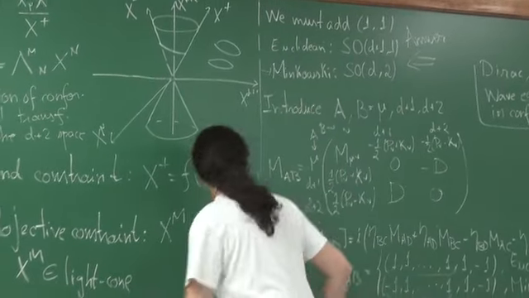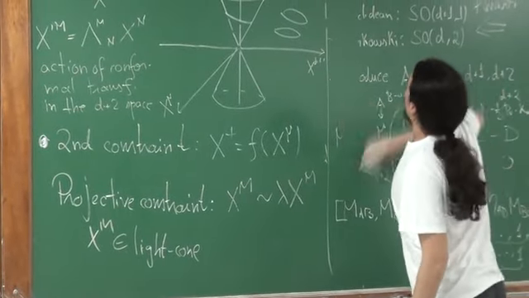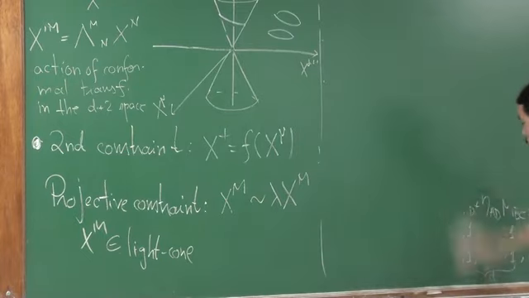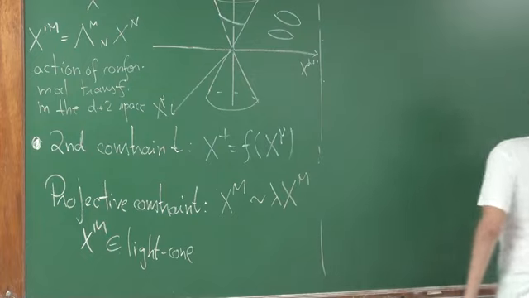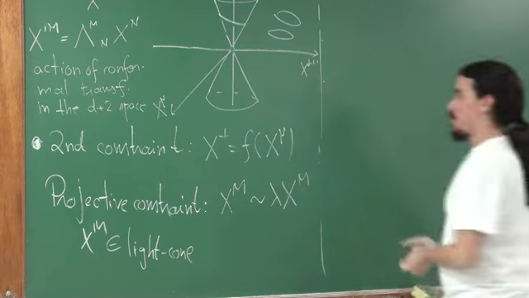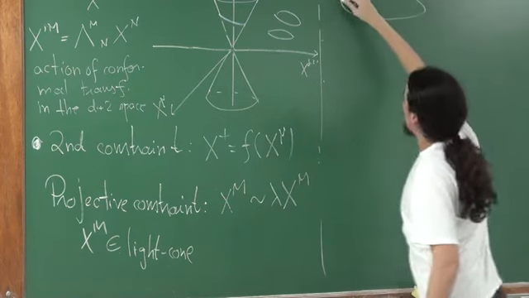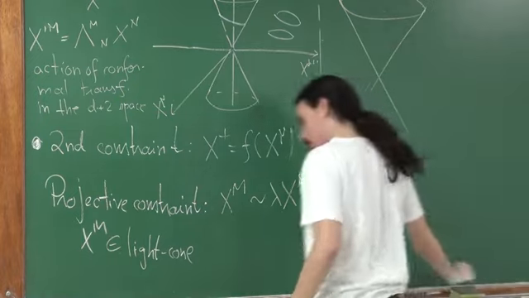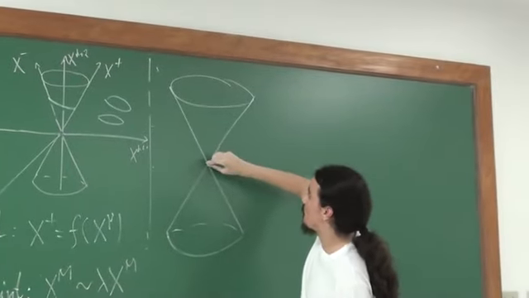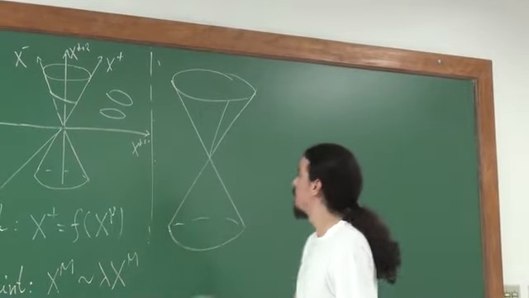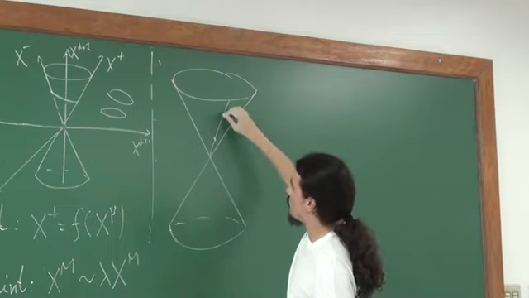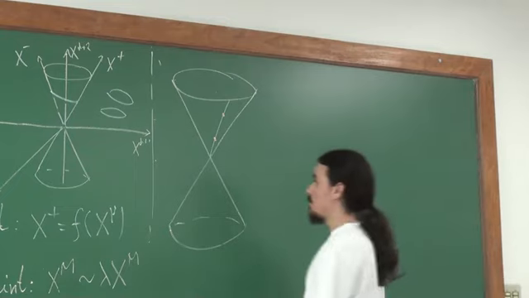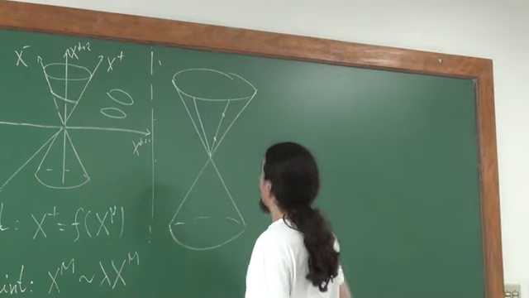In pictures, here's the cone, and we have a particular light ray here. Then I can just say that this point is equivalent to this point here, on the same light ray, but later on or sooner. And I do this for every light ray.